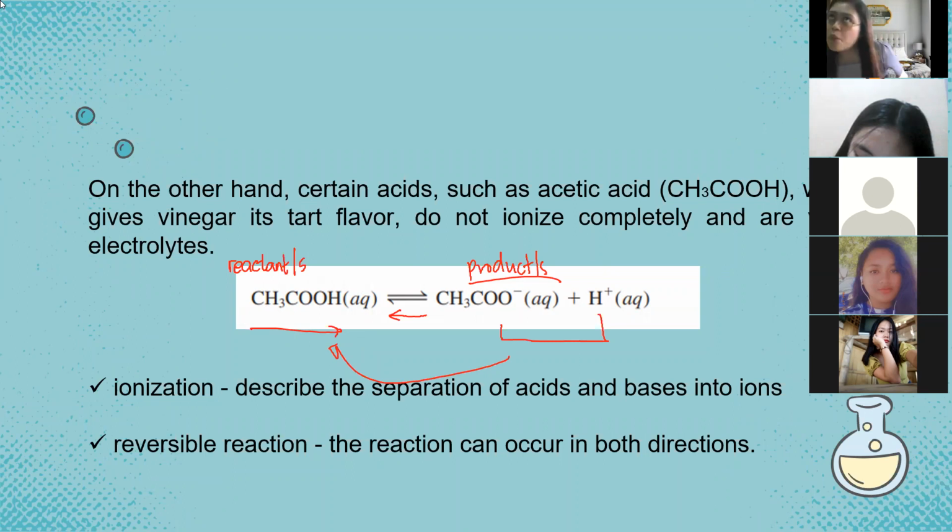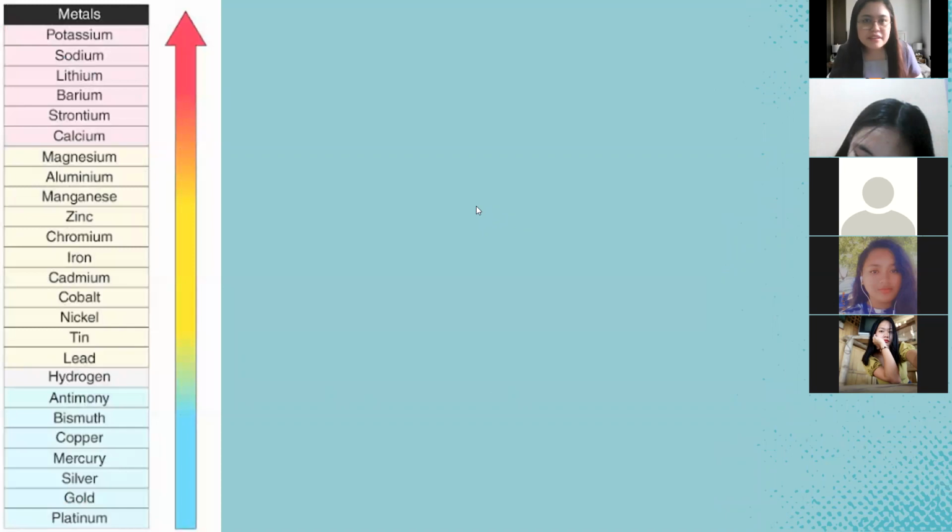And most of our inorganic substances that react with each other, they are reversible reactions. The products can be combined again to make the original reactants. Okay? Questions so far? I still have time, right?